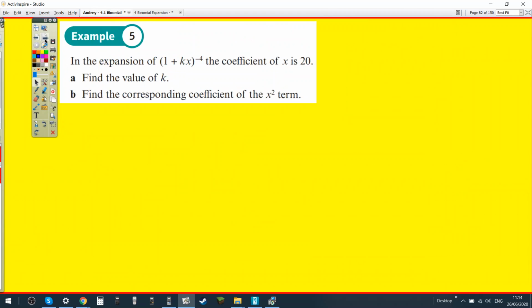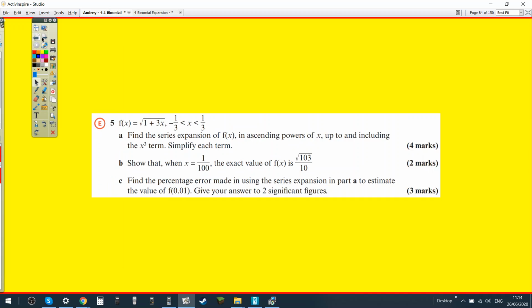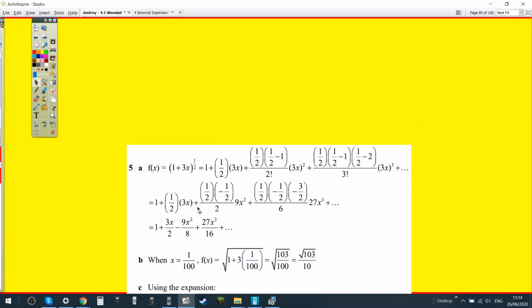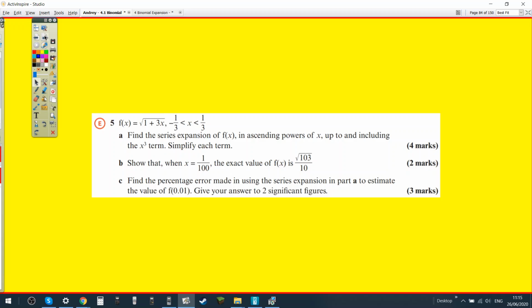Okay. Let me just make sure. So percentage error for C is that. Yes. Hang on, I just want to see if I can use their values. Oh, it's just so much. Does this make it easier? Yeah. Hang on. Show that when x is 100, the exact value of f of x is that.